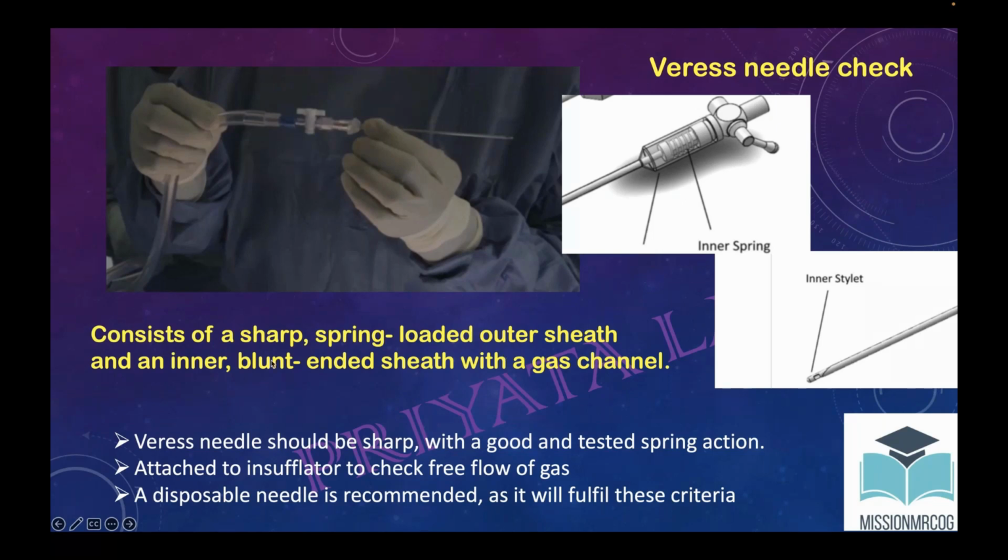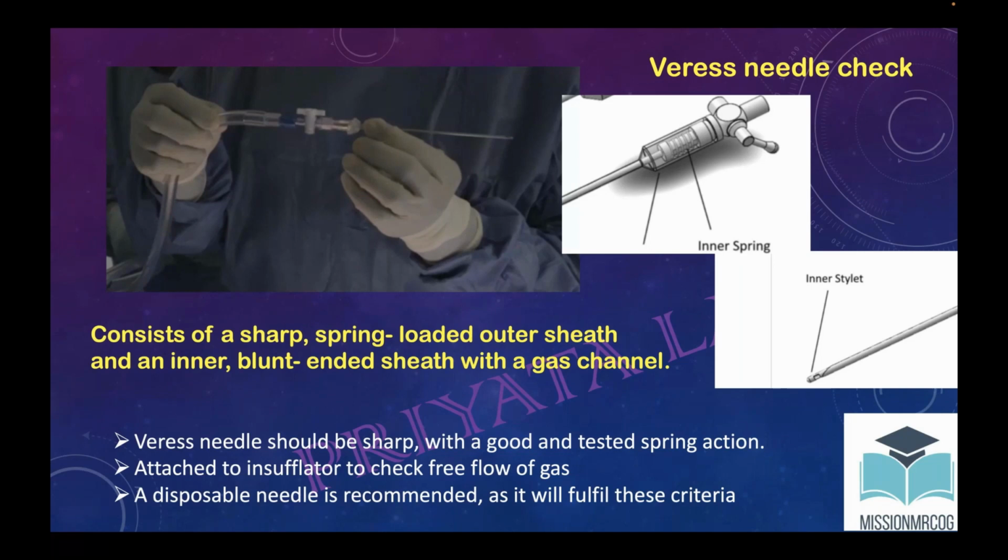If they give you a Veress needle, you have to say the checks for the Veress needle. The Veress needle has to be sharp. It should be tested for the spring action. We can attach this to the insufflator. You can see that he has attached it to the insufflator, and you have to see that there is a free flow of gas. This is a safety measure. Without checking the Veress needle, you can't start with the procedure.